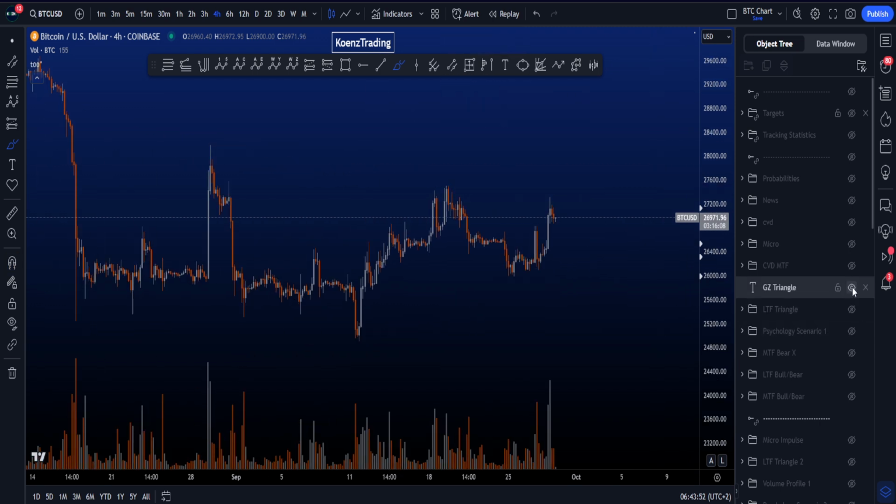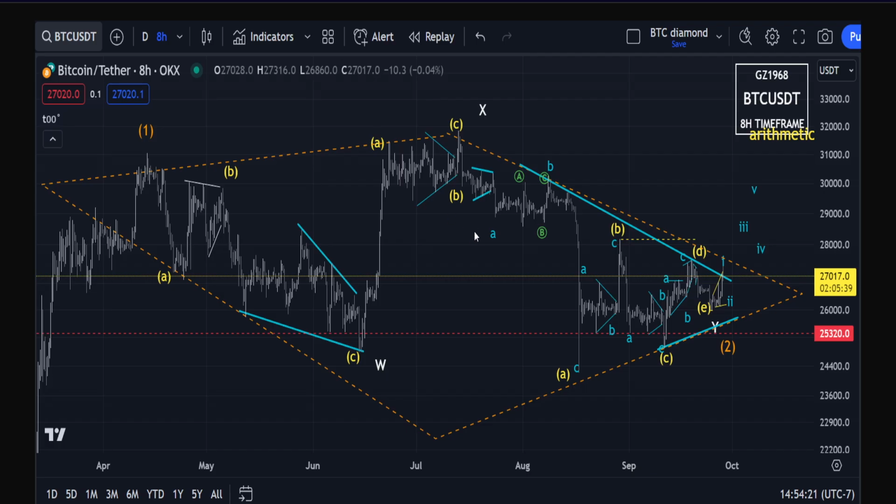Another triangle that I think is quite interesting is a triangle from Jay-Z in the group from George. So he was looking at this whole structure.